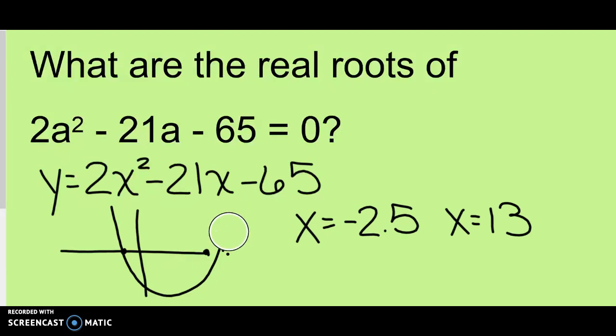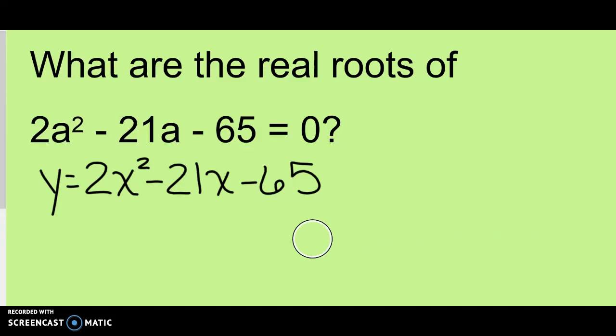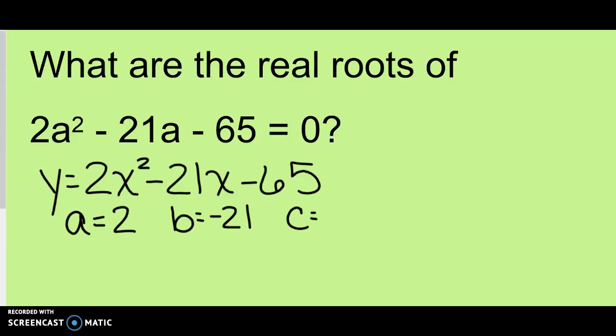All right. Now let's say you didn't want to do it that way. You're like, oh, I don't like this. I don't like this at all. You can use the quadratic formula. We only talked about it very briefly. But if you want to do the quadratic formula, you can put 2 in for A, put negative 21 in for B, and put negative 65 in for C.